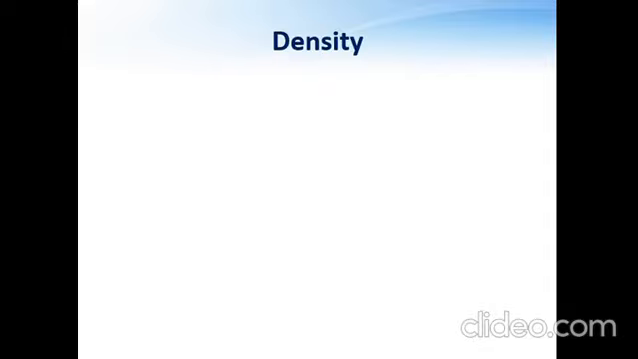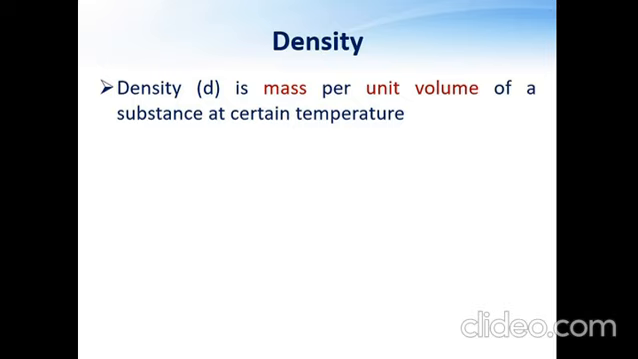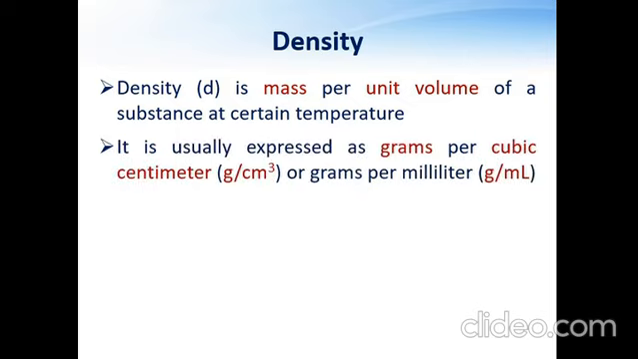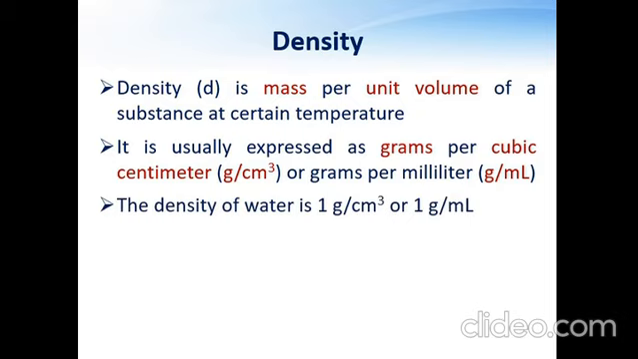Let's look at the term density first. You might have learned this in your chemistry class before. Let's review it. Density is mass per unit volume of a substance at a certain temperature, the weight per unit volume. It is usually expressed as grams per cubic centimeter or grams per milliliter, same. The density of water is 1 gram per cubic centimeter or 1 gram per ml.